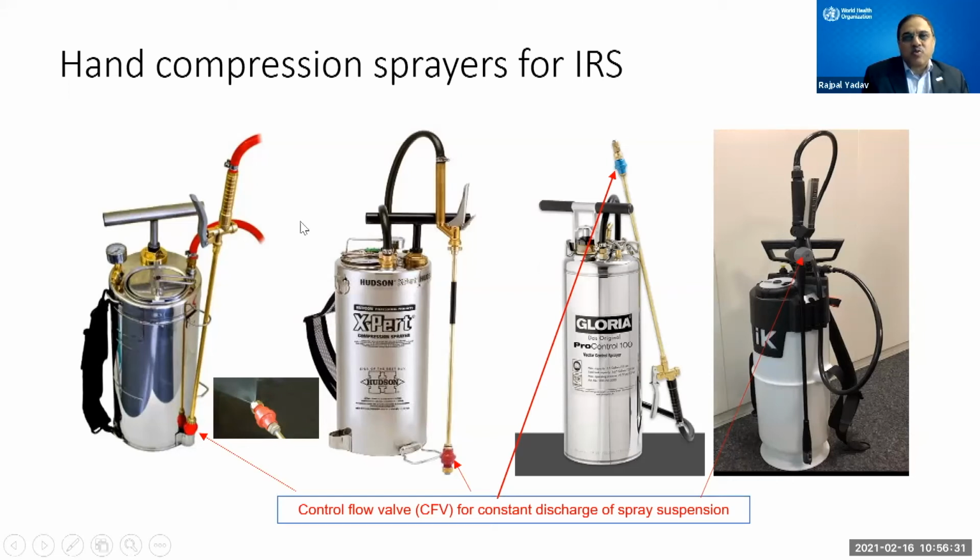The purpose of a control flow valve is that it provides uniform discharge when you pressurize the pump and start spraying. Then from the first minute to the last minute, the amount of insecticide discharged from the pump is constant. So therefore, when you start spraying in a house, the very first minute and the very last minute you will deliver the same amount of insecticide on surfaces, and therefore there will be uniformity in the spray.